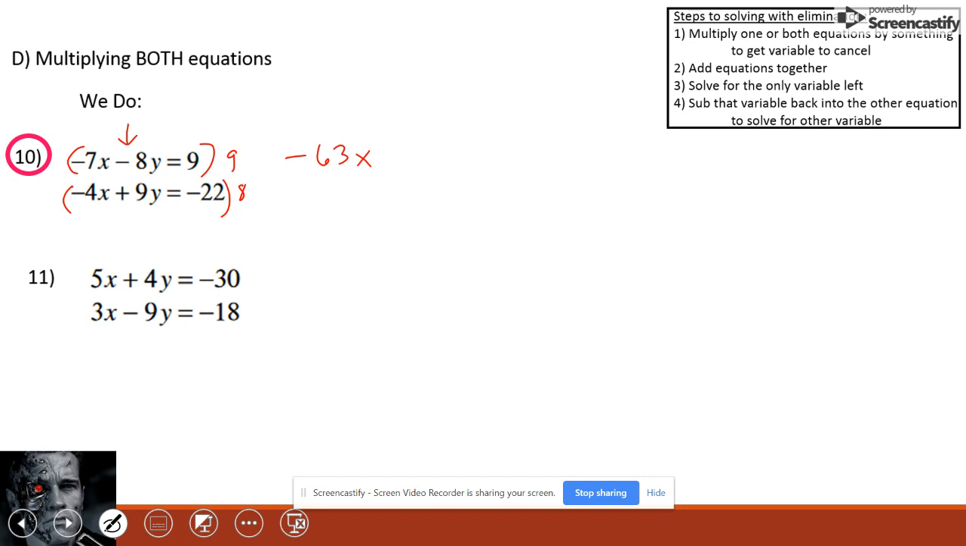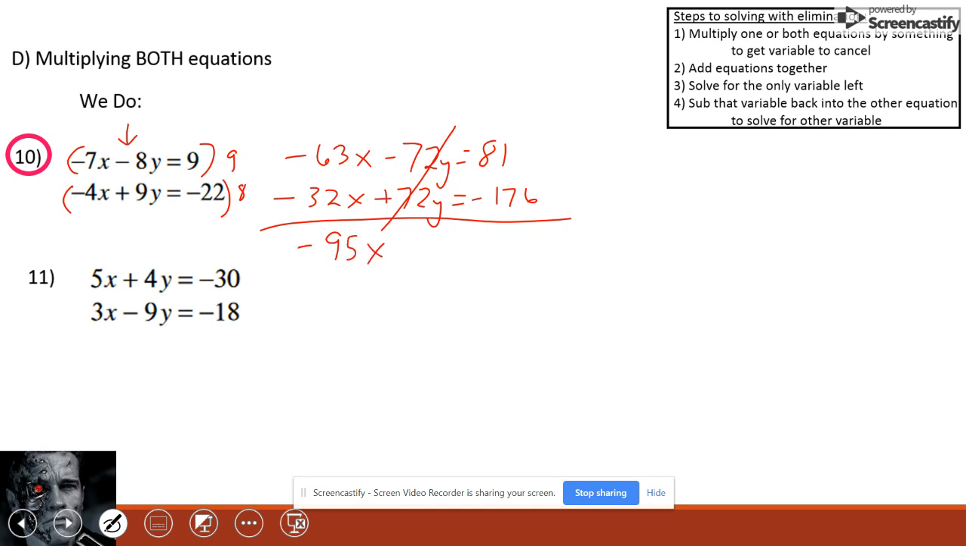Negative 63x minus 72y equals 81. Negative 32x plus 72y, and that is negative 176. A little bigger numbers, but those cancel out. Negative 95x, and then 176 minus 81. No, that's negative, so I'm just subtracting them, putting the negative sign. Negative 95x equals negative 95. Divide by negative 95, you get 1. Same as all the other ones.